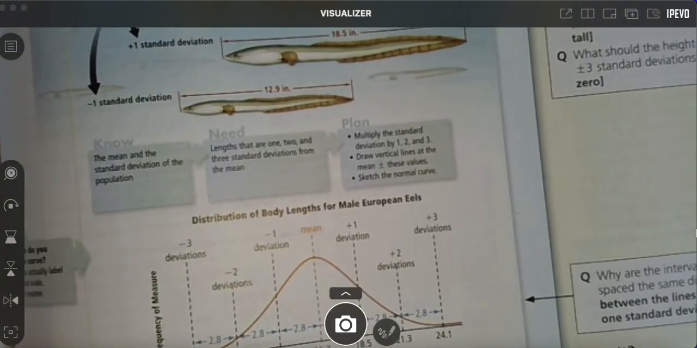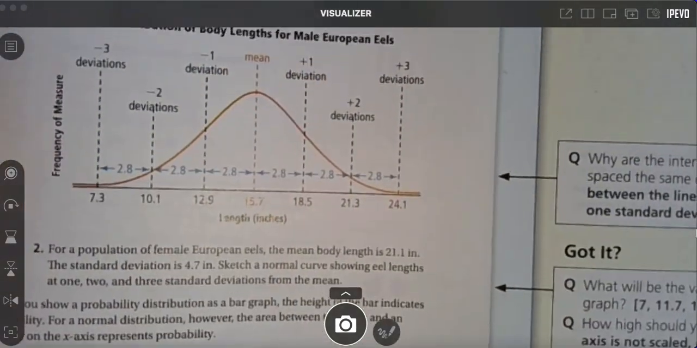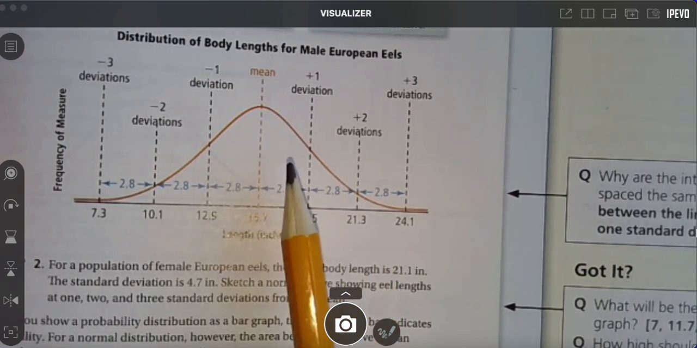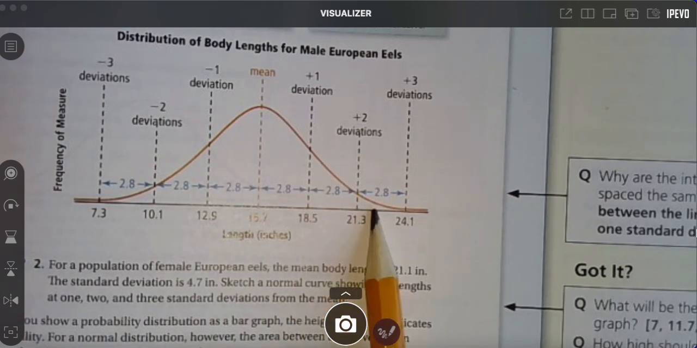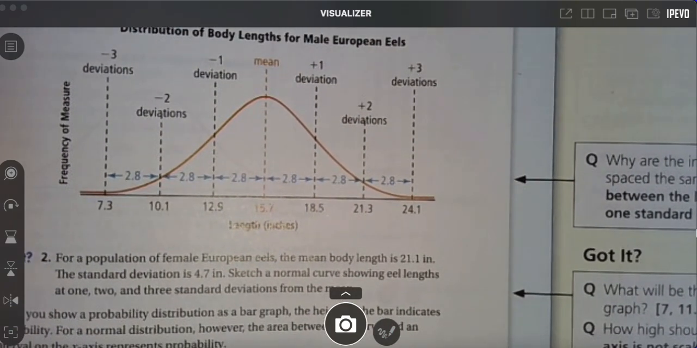This is what theirs looks like, just so you can see. They labeled it with their 2.8. You don't have to do that. I want your percentages in here. Their graph is a little bit better than mine, but 34, 13.5, 2.35. There you go. And it goes that way every time.